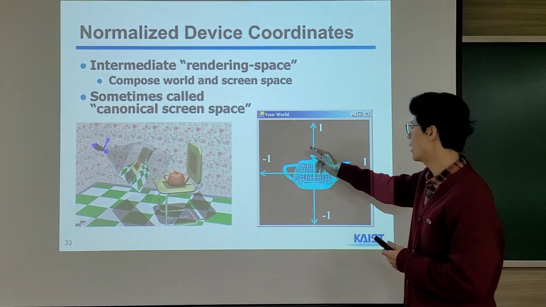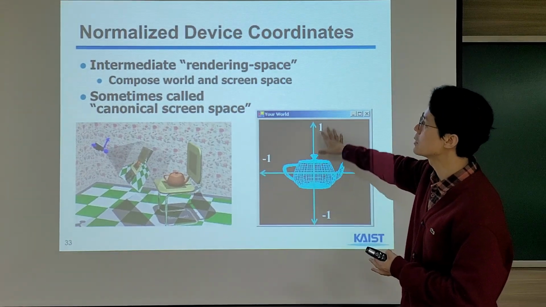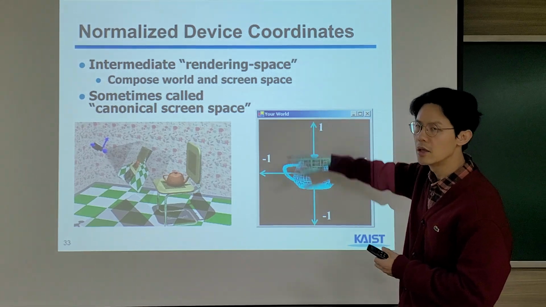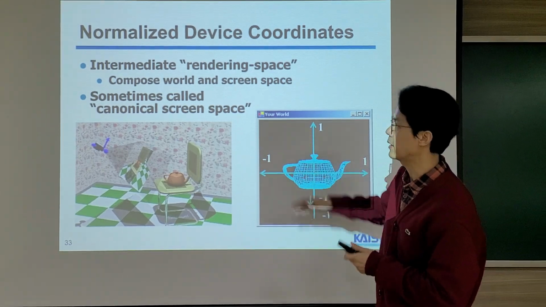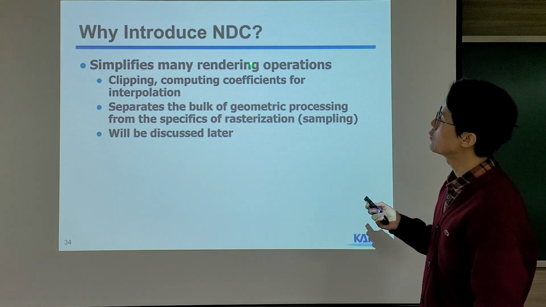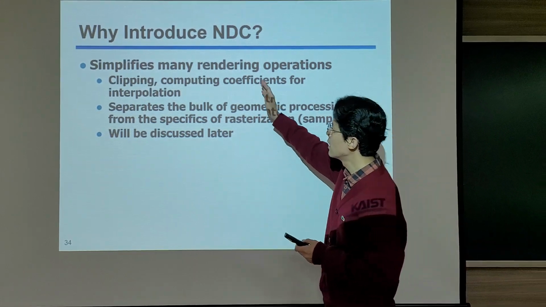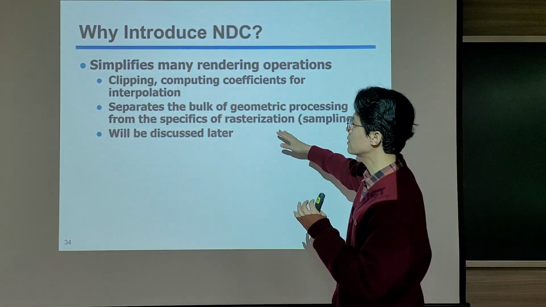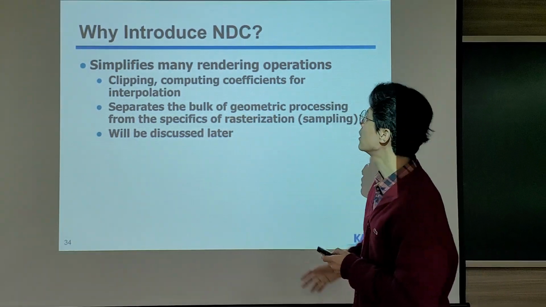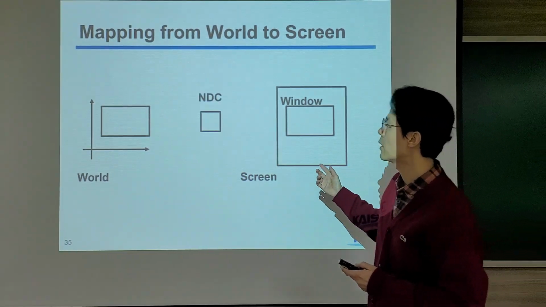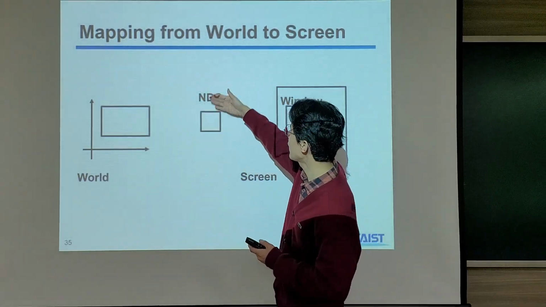That ranges from -1 to 1. Early on, I already showed this normalized device coordinate, also called canonical screen space. If you don't specify any camera or other information, this is your default space, the NDC. So why use NDC? It simplifies lots of rendering operations, which we will talk about later, like clipping and many others. We will talk about this low-level detail later on. For now, before we convert the viewable region to screen space, we typically map through the NDC.